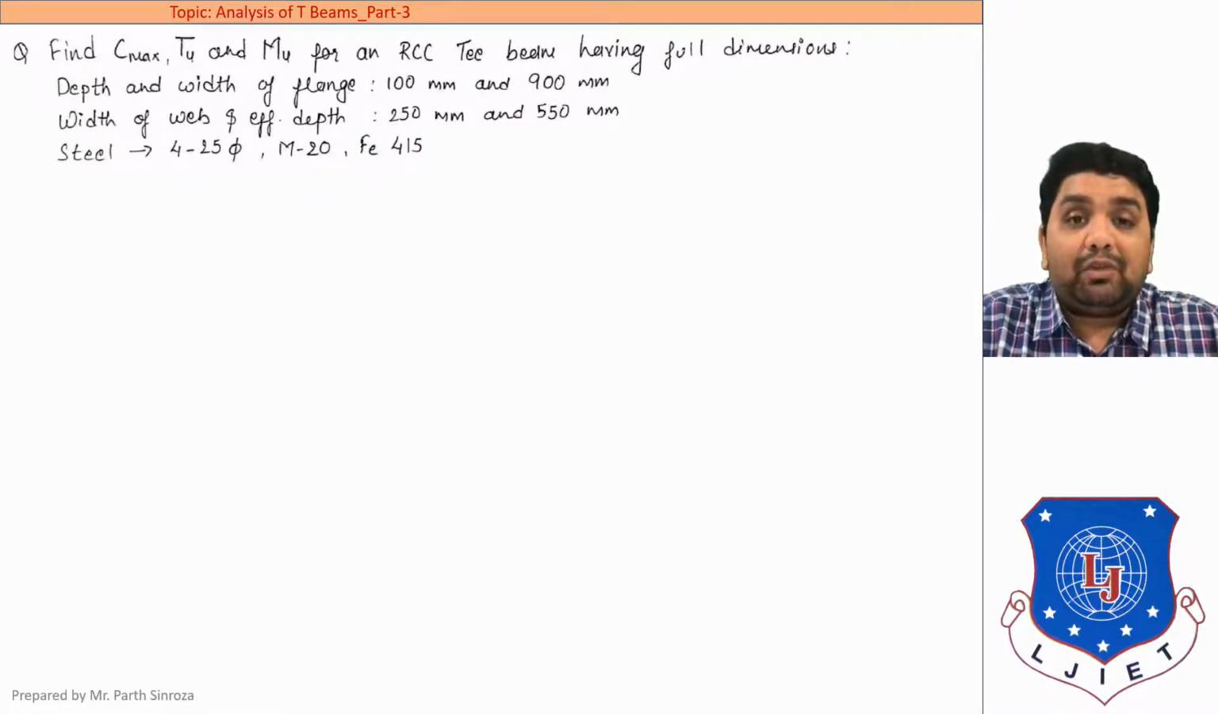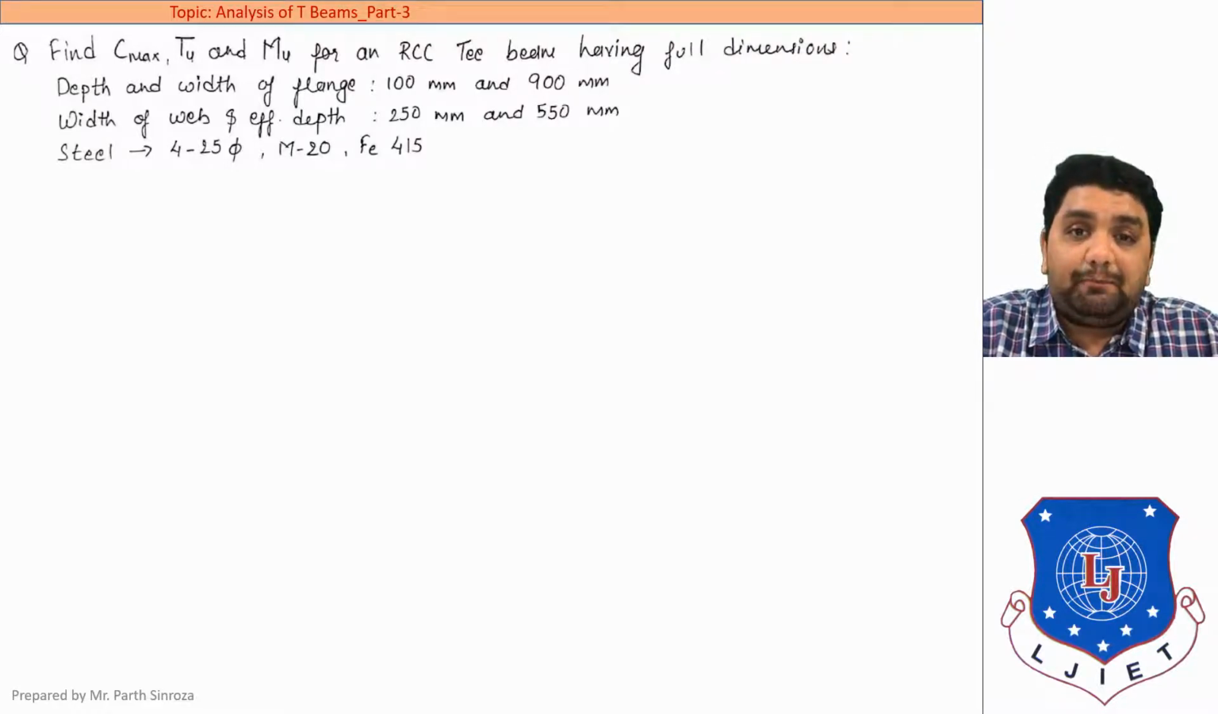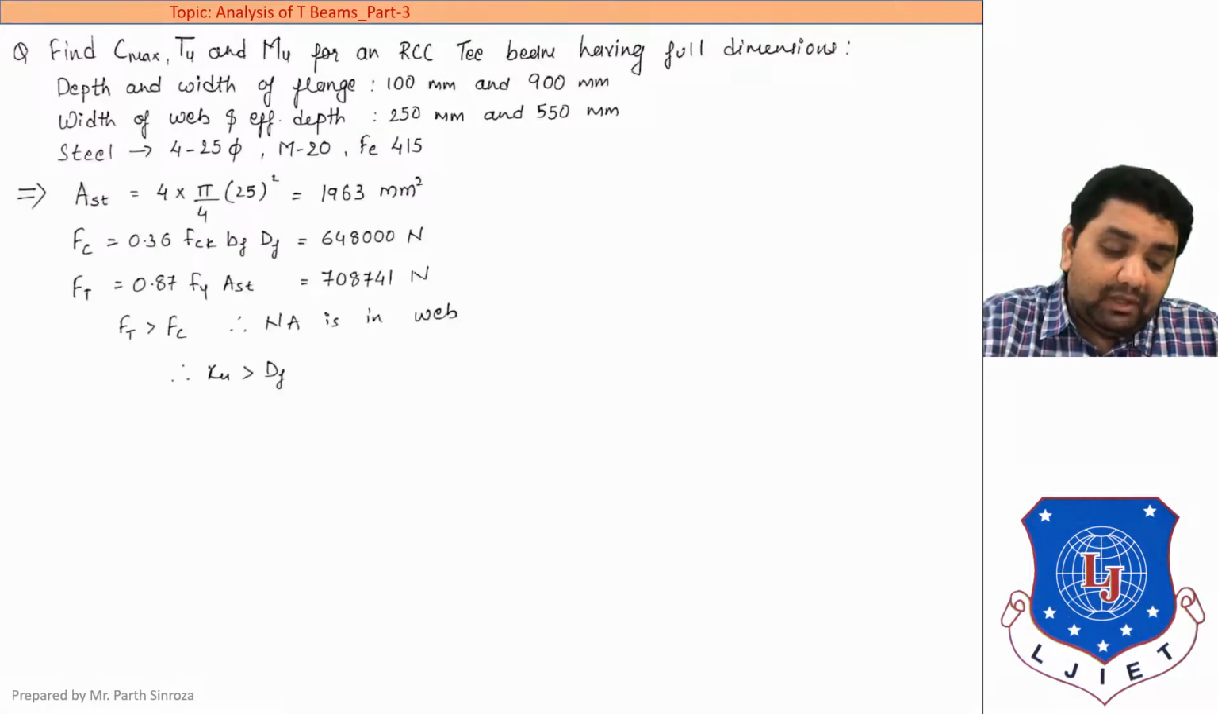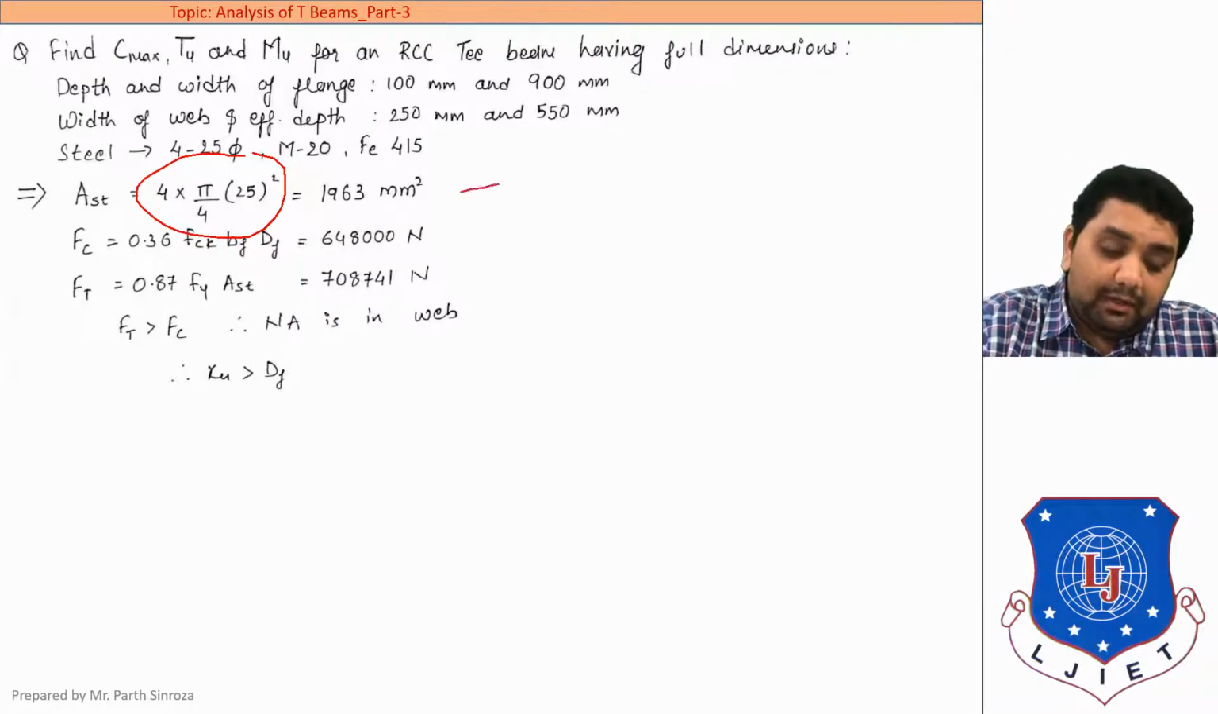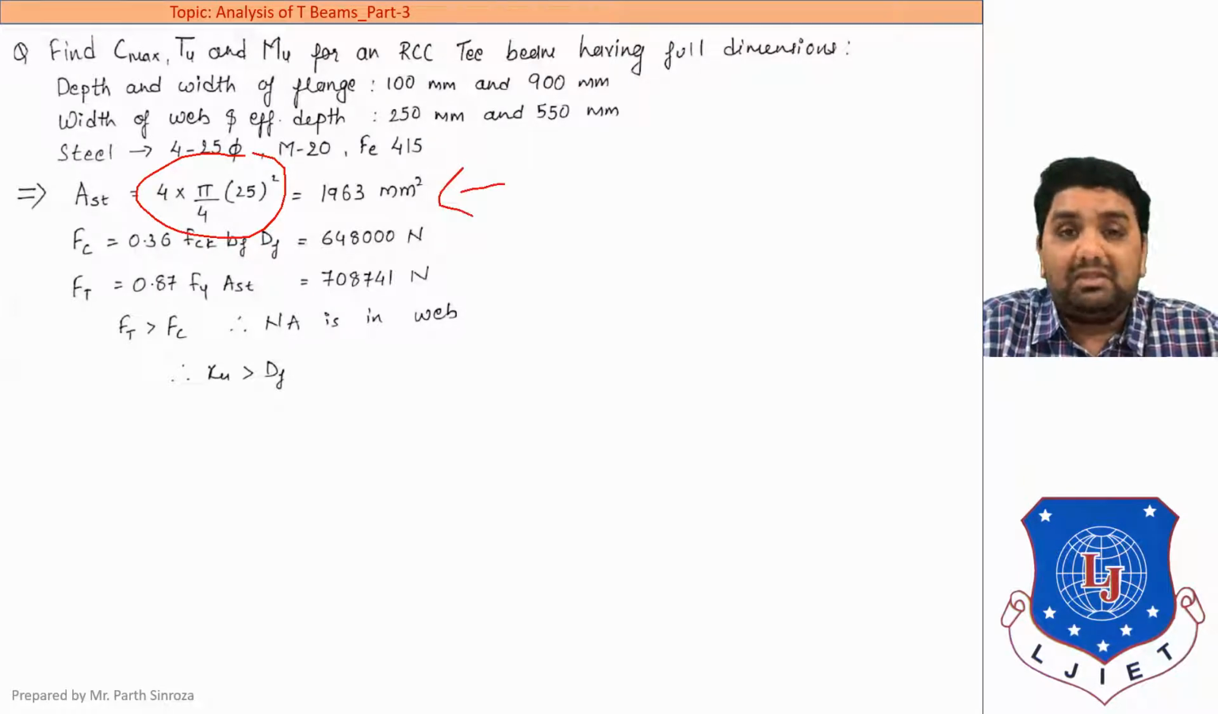So we'll be starting with our step 1, that is the relation between FC and FT. In the entire analysis portion, whether it is case 1, case 2, case 3, we will be starting with this step, that is the comparison or the relation between the compressive force, that is FC, and the tension force, that is FT. To find that, we first compute the AST. So AST will be 4 into pi by 4 into 25 square. The diameter is prescribed, and it comes out to be 1963 mm square.